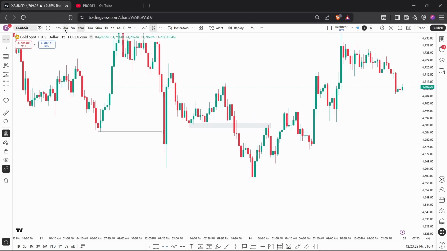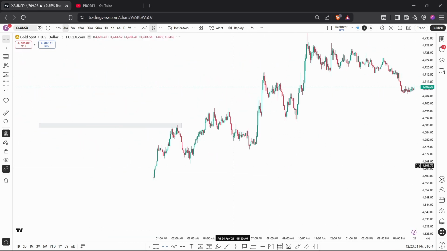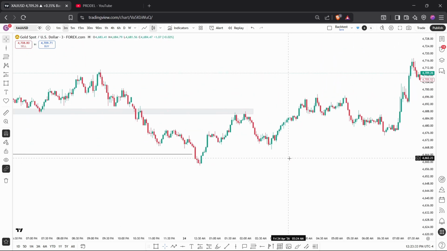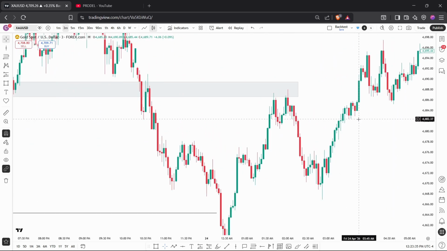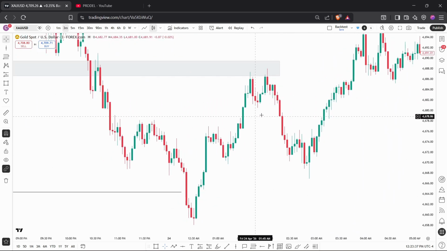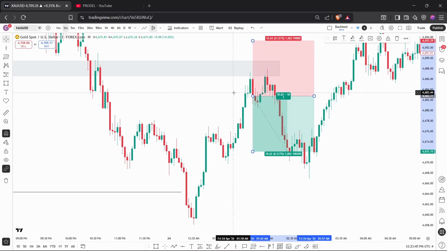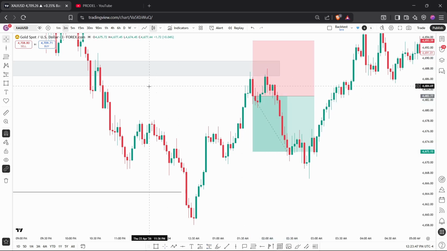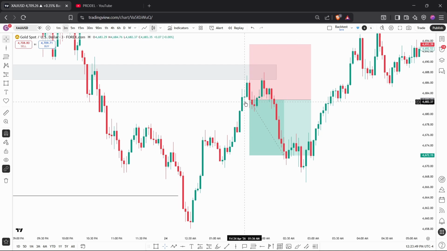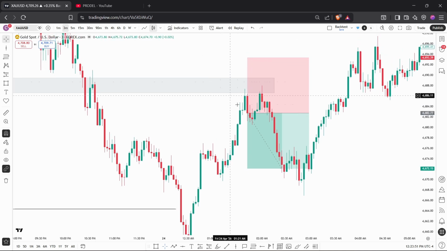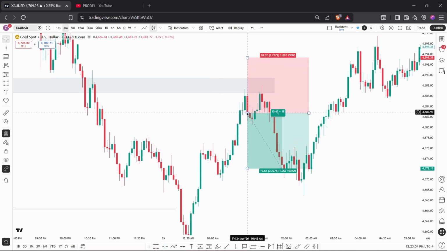And I look for the confirmation on the 3-minute time frame for the 15-minute structure. On the 3-minute, we can see it's forming the 3-minute engulfing, and I saw this momentum on the 3-minute time frame. We can see it's forming engulfing here, and I took the trade at this level.